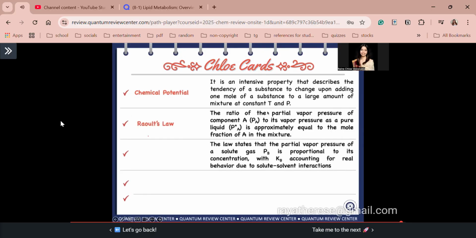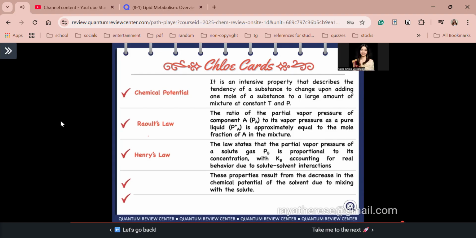Next, the law states that the partial vapor pressure of a solute gas, P_B, is proportional to its concentration, with K_B accounting for real behavior due to solute-solvent interactions. That's Henry's law. Lastly, these properties result from the decrease in the chemical potential of the solvent due to mixing with the solute. Colligative properties. Lastly, what determines the effective concentration of non-ideal electrolytes? Activity. So, guys, when we say activity, it determines the effective concentration of non-ideal electrolytes. It needs to be taken into account, okay?